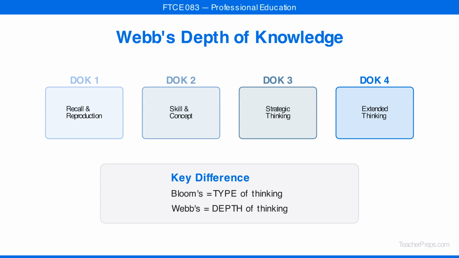Here's the key difference between Bloom's and Webb's for your exam. Bloom's asks what type of thinking is the student doing. Webb's asks how deep and complex is the demand of the task. A task can be at the create level of Bloom's, but only DOK 2 if the creation is simple and formulaic. For rigorous instruction, you want tasks at DOK 3 and 4.